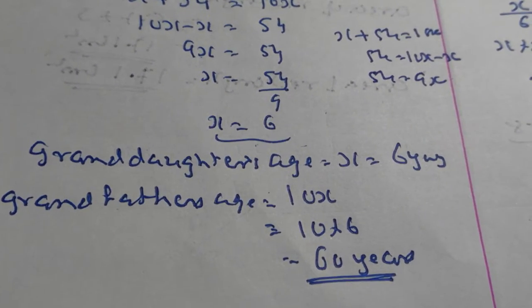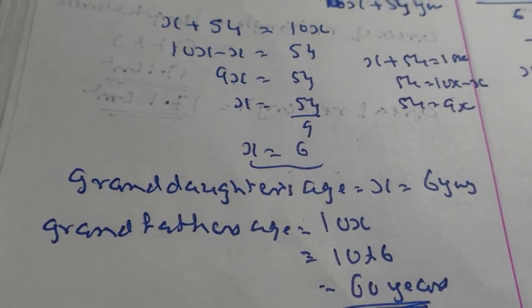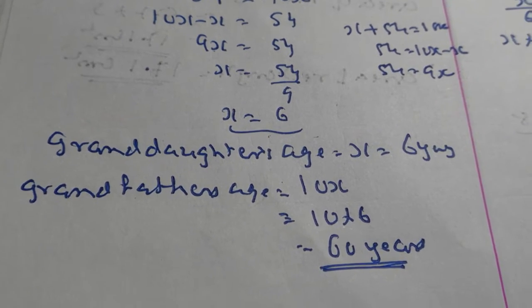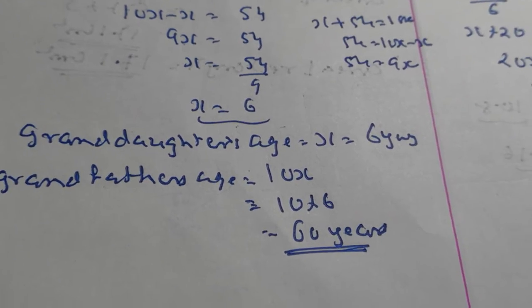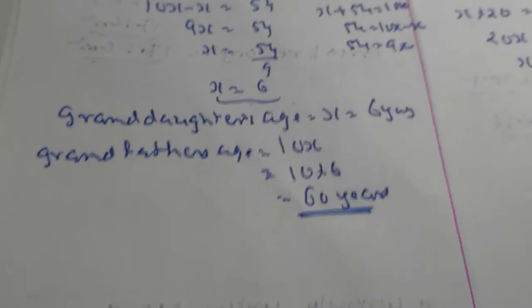Granddaughter's present age is x years, that is 6 years. And grandfather's age is 10x. So 10 into 6 is equal to 60 years. So granddaughter's age is 6 years and grandfather's age is 60 years.